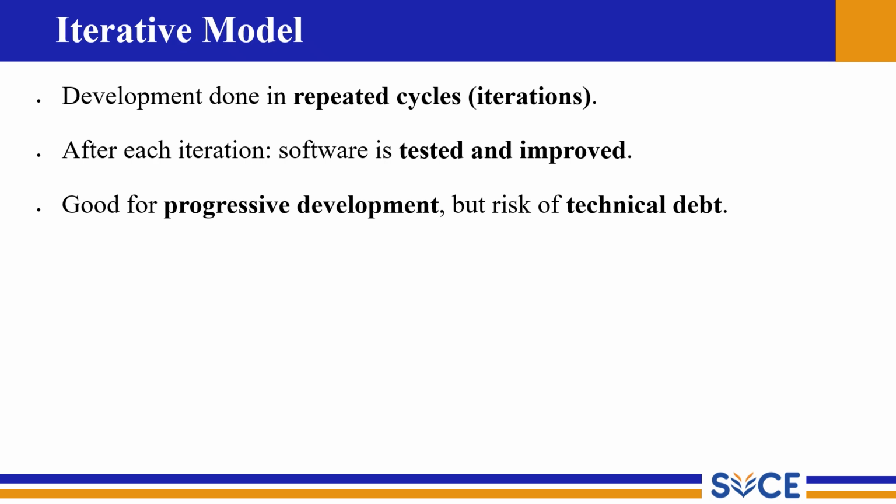In the iterative model, development happens in repeated cycles. After each iteration, the software is tested, feedback is gathered, and improvements are made. This allows an early version to be delivered quickly while still refining the final product over time. It's great for progressive development but can lead to technical debt if iterations are not managed properly.